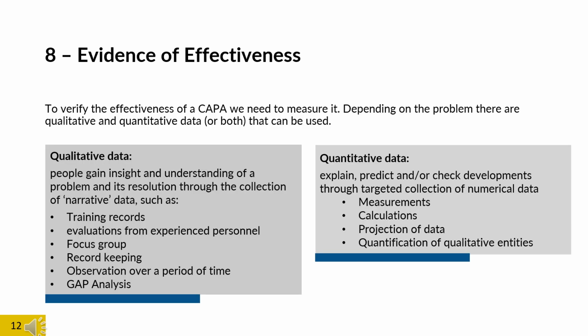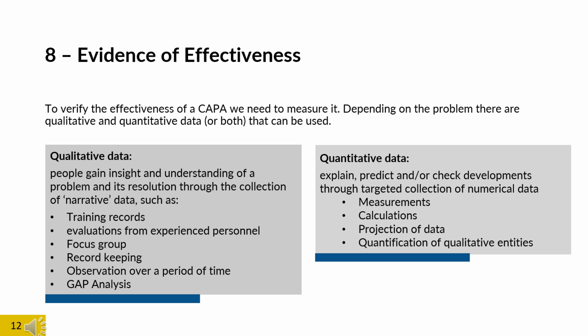Point number 8, evidence of effectiveness. This is the last requirement that the ISO norm has for the procedure of CAPA. So you need to verify the effectiveness of a CAPA, and the way to do that is you need to measure it. But depending on the problem, you have two types of data available for this evidence. You have the qualitative or the quantitative data. So let's go into defining them and then giving you some examples of what you can use.